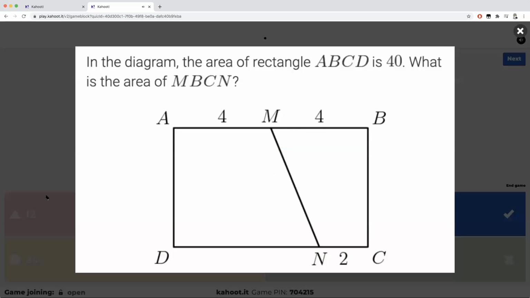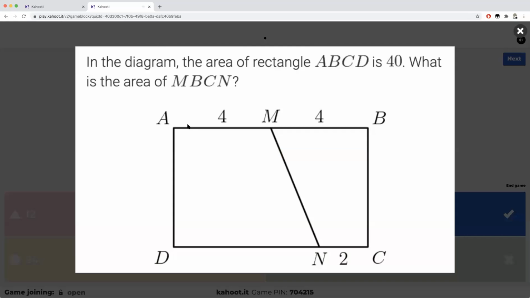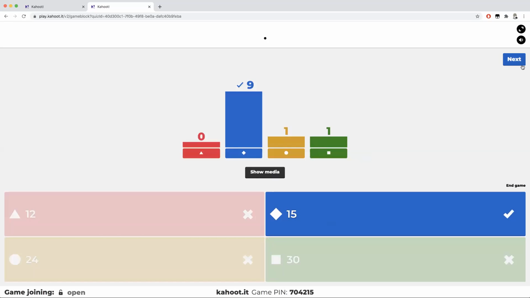Actually did pretty well. If you answered 30, you accidentally calculated the area of AMND, which actually has an area of 30. Actually, not 30. Yeah.